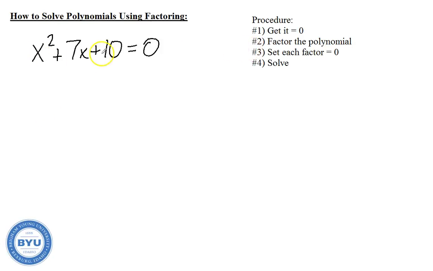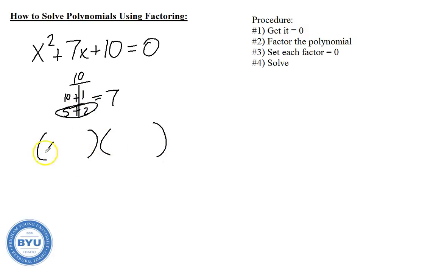So let's go ahead and work with this polynomial here. It's a 3-term polynomial. I need to factor it, so I need to find the factors of 10 that add up to 7. Factors of 10 that add up to 7. There's 10 and 1, no. 5 and 2, yes, that would work. And so this polynomial factors to x plus 5, x plus 2.